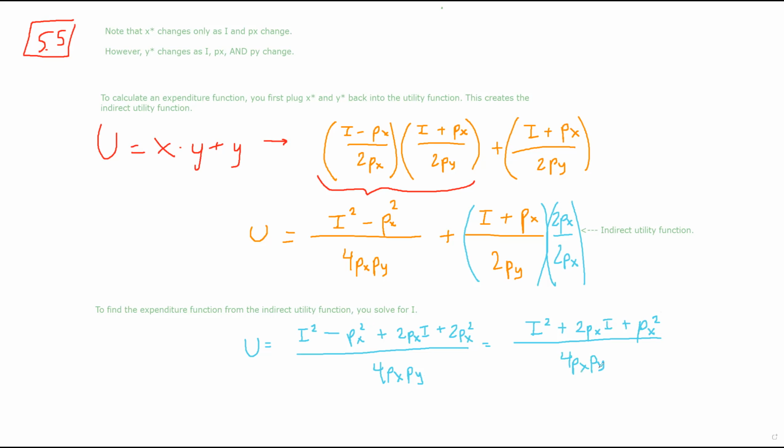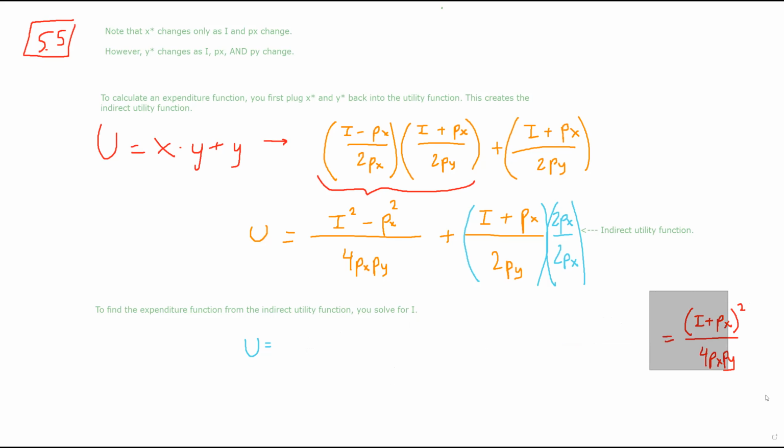Now, I might be thinking, I still don't see how this is any more useful because, of course, our goal is still to solve for I. But there's an I squared here, and there's an I here. But the numerator factors into some algebraic expression. It factors into I plus px squared over 4pxpy. Now I can actually begin to solve for I. So I'm going to delete this junk in the middle. We don't need this anymore. And we'll drag this all the way over here.